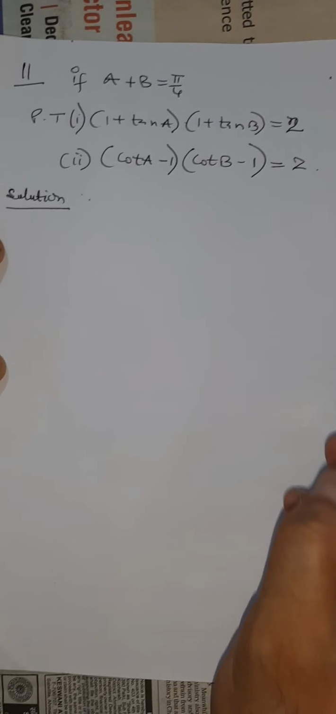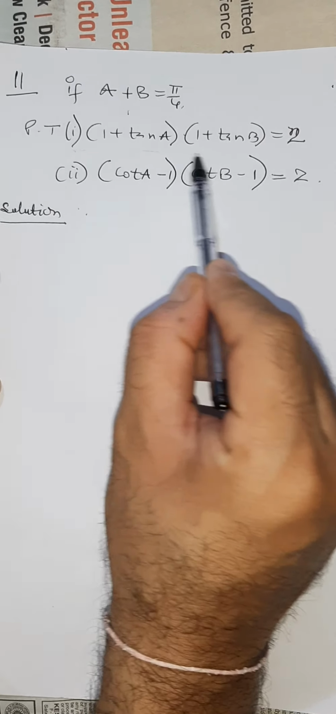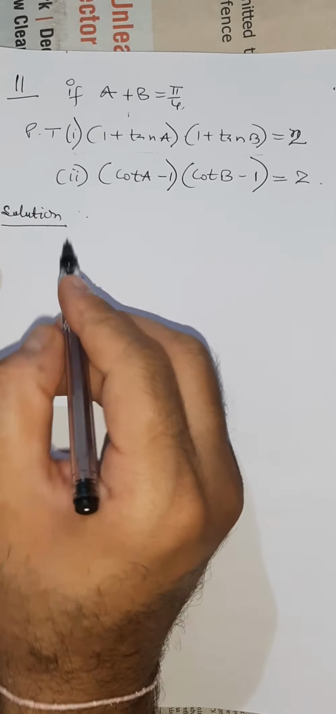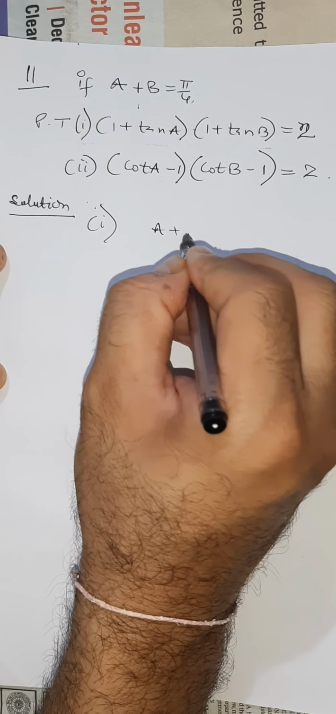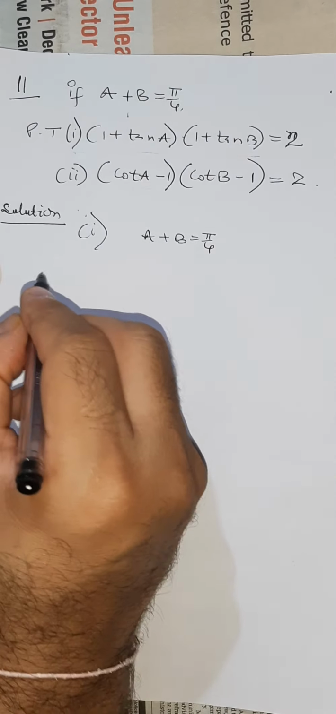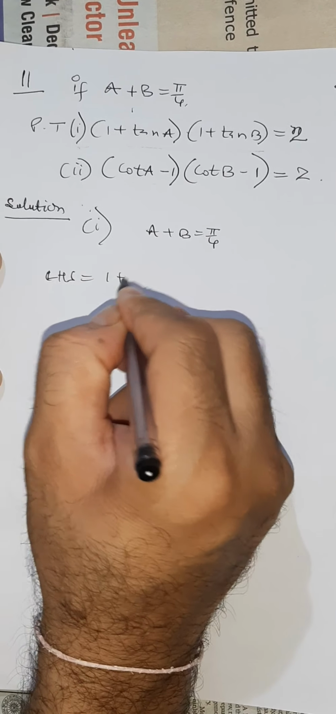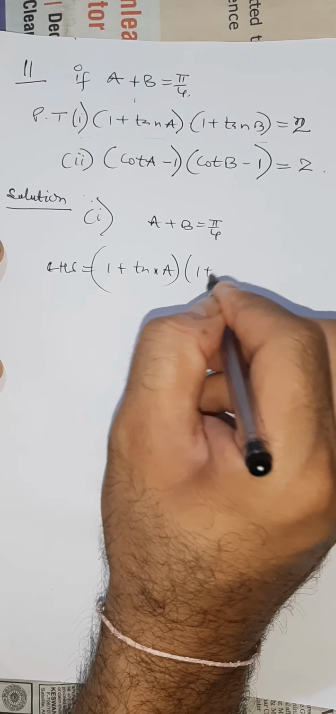The next question, you are given a plus b is pi by 4. Two sub questions. First, to show that this is 2, the similar formula for cot function. So I'll do one for you. Here you are given a plus b equals to pi by 4. So that's given. Here if I look at it, LHS, 1 plus tan a into 1 plus tan b.